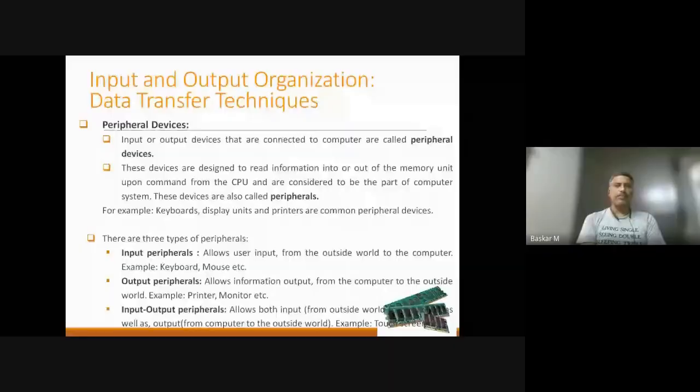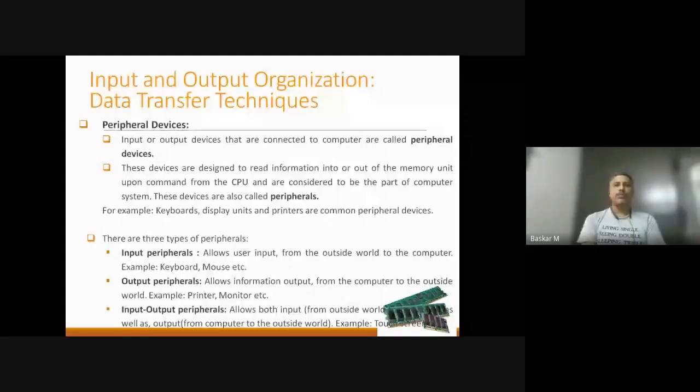So there are different data transfer techniques available. The first one is peripheral devices. What are peripheral devices? Normally, the input-output devices that are connected to a computer are called peripheral devices. These devices are designed to read information into or out of the memory unit upon commands from the CPU and are considered part of the computer system. So these devices are called peripherals.